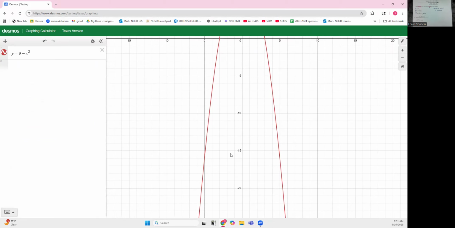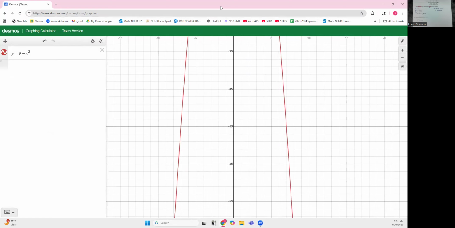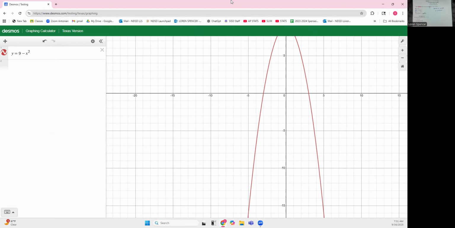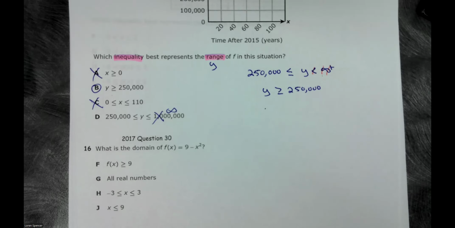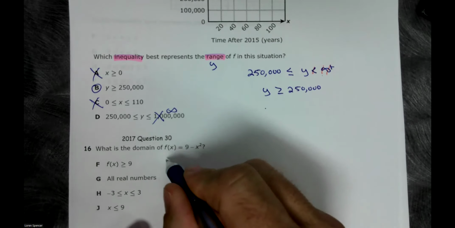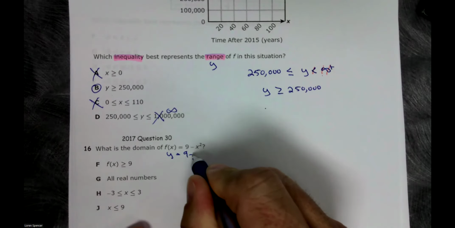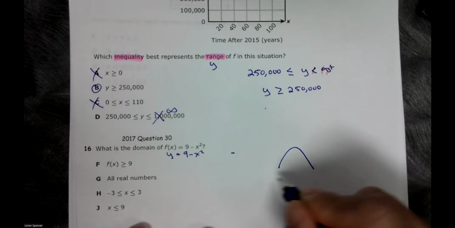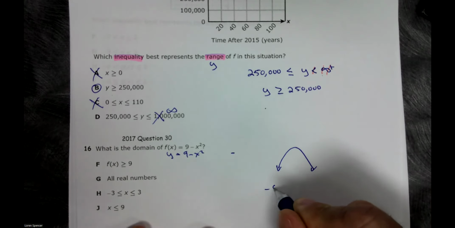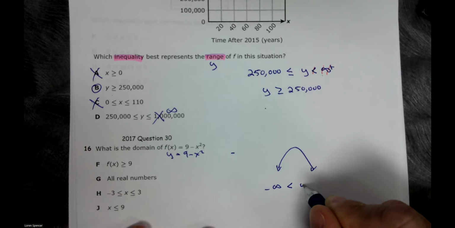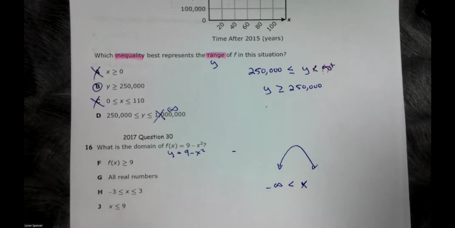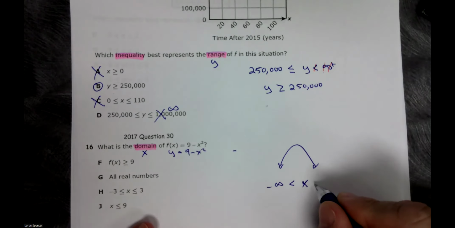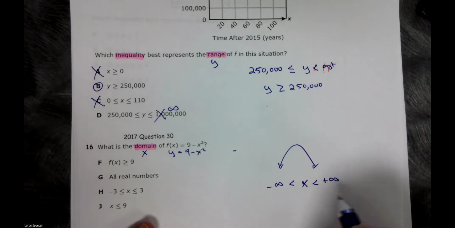Well, what is happening with the x values? They keep getting bigger and bigger and bigger. They're going from negative infinity to positive infinity. So having seen that, let's go to our graph. Remember, f of x is y, so this is why I plugged in y equals 9 minus x squared. And when we looked at the graph, it looked something like this. And so it was going negative infinity less than x, because it asked for domain, and domain is the x values, less than x less than positive infinity.